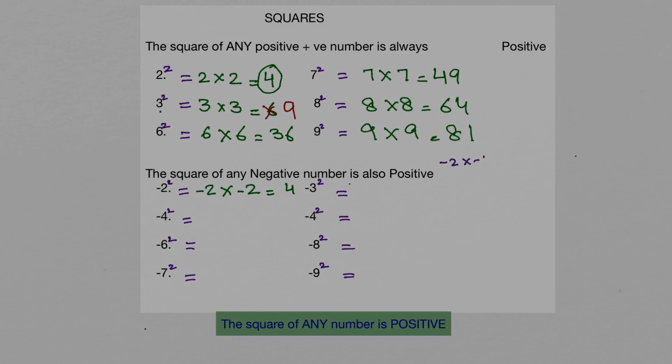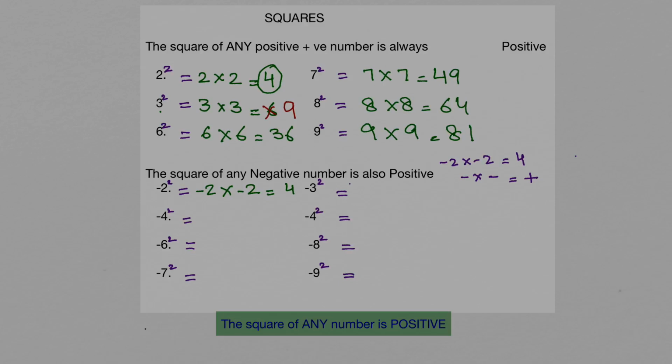The reason minus 2 times minus 2 gives us a positive number is because minus times minus is positive. So whenever we times a minus with a minus, it gives us a positive number. It can be for letters as well or numbers.